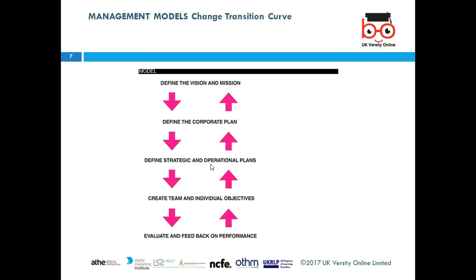So strategic plan, corporate plan, can be the overall plan, and strategic means long-term plans, not short-term. Normally an operational plan is for a short period of time. A corporate plan is a strategic plan for a long period of time. Okay, team and individual objectives.